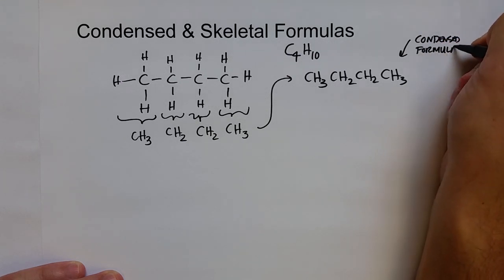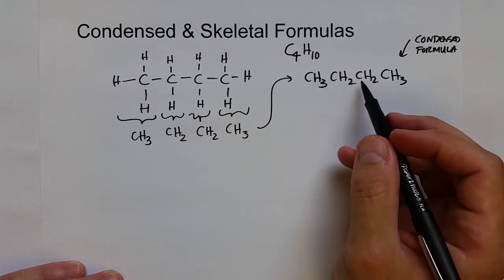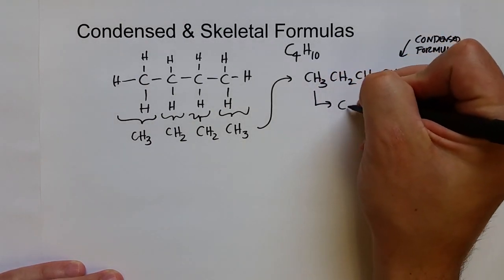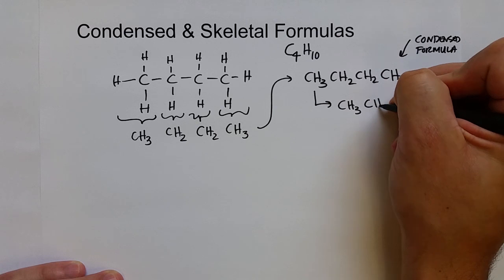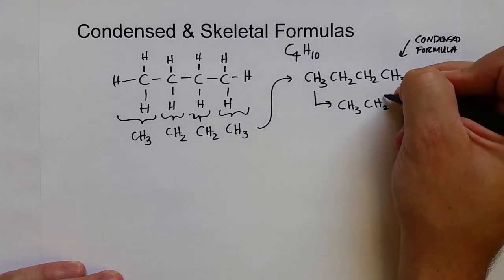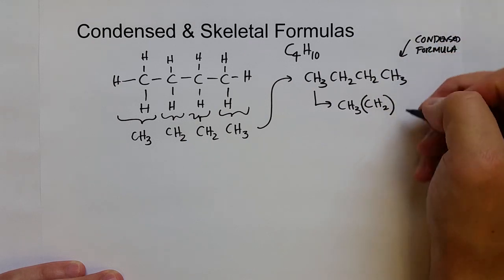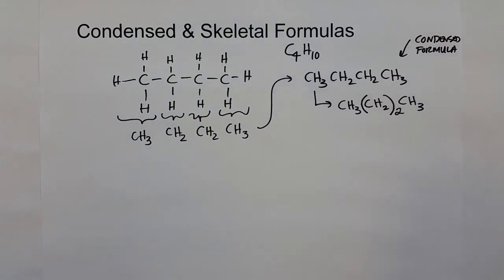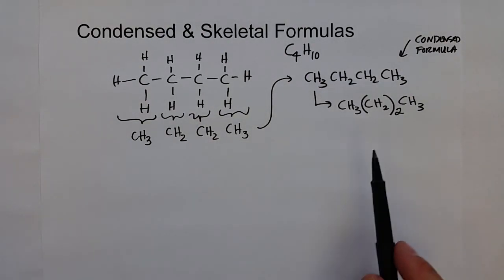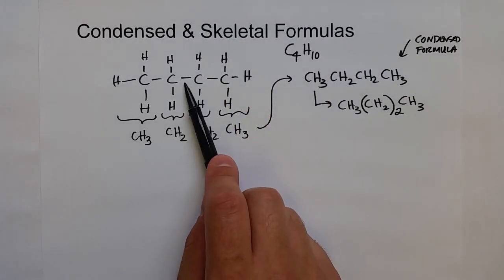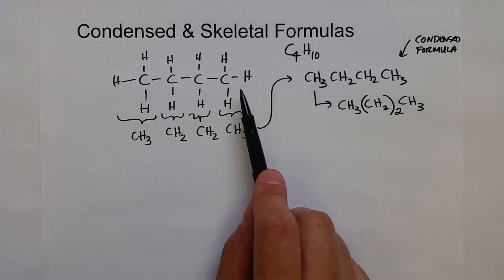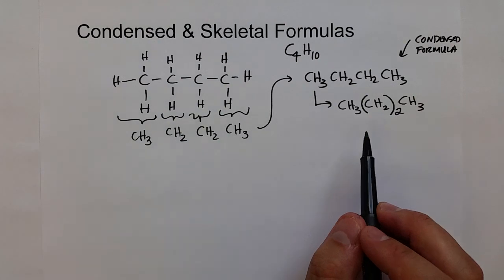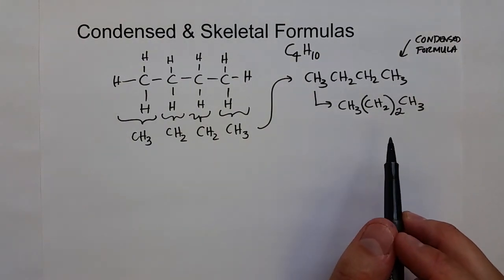And we can even condense it a little bit further by grouping these same CH2 groups together and using a subscript. So we can turn this into CH3, CH2, and just like we did for polyatomic ions, put parentheses around them and say that there's two of them in the middle. And then CH3. Now, different from ionic compounds, we can still go all the way back to the structural formula and see how these carbon atoms are connected to hydrogens by just expanding the condensed formula. Now, as you can imagine, this is really useful for really long hydrocarbons.